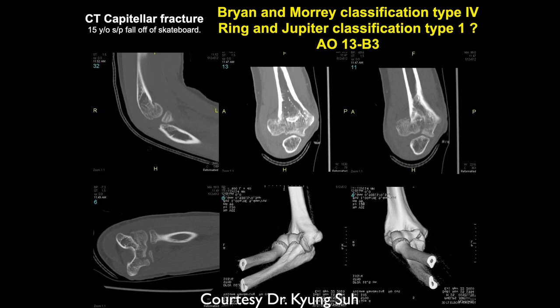Okay. So 15-year-old who fell off of a skateboard, we can see a mildly displaced fracture of the capitellum. It looks like there's some apex anterior angulation, and there's some cortical step off, and it extends through the articular surface.